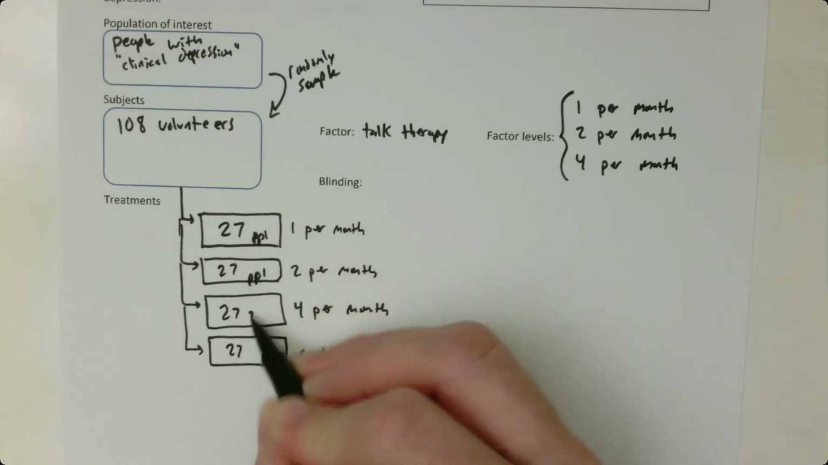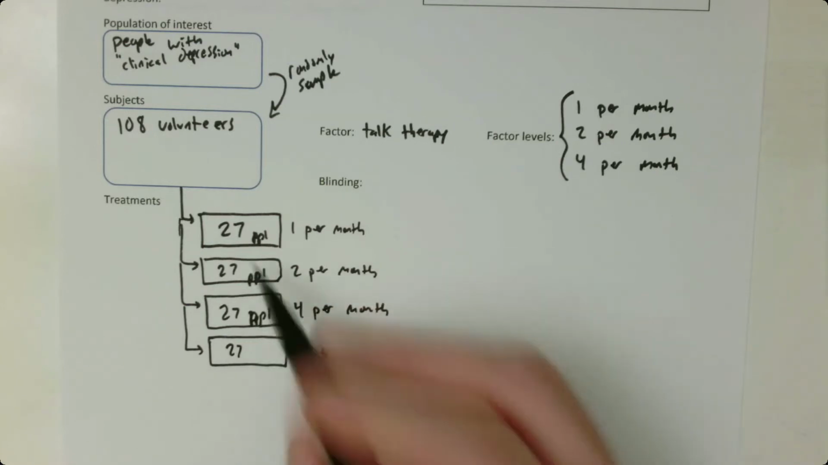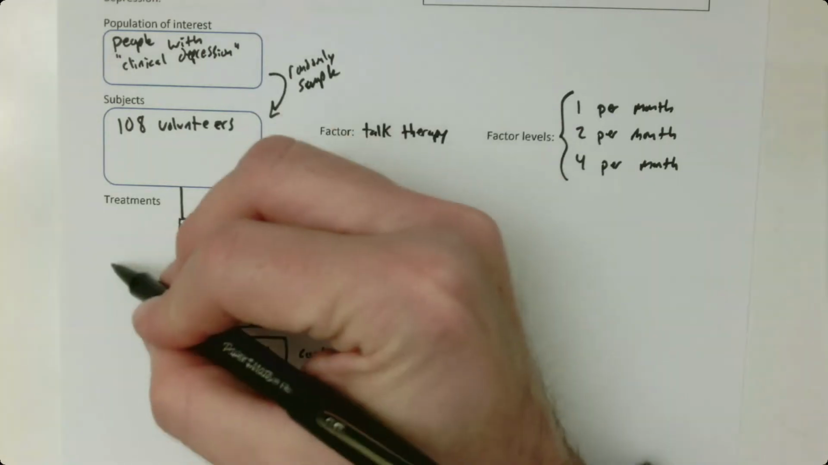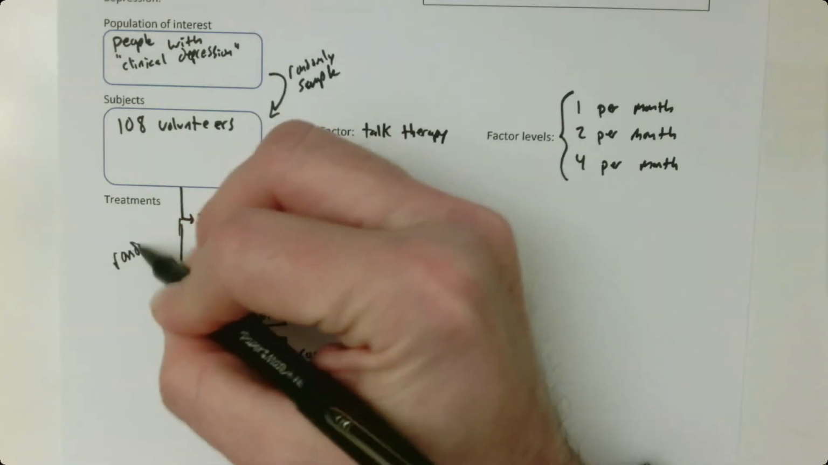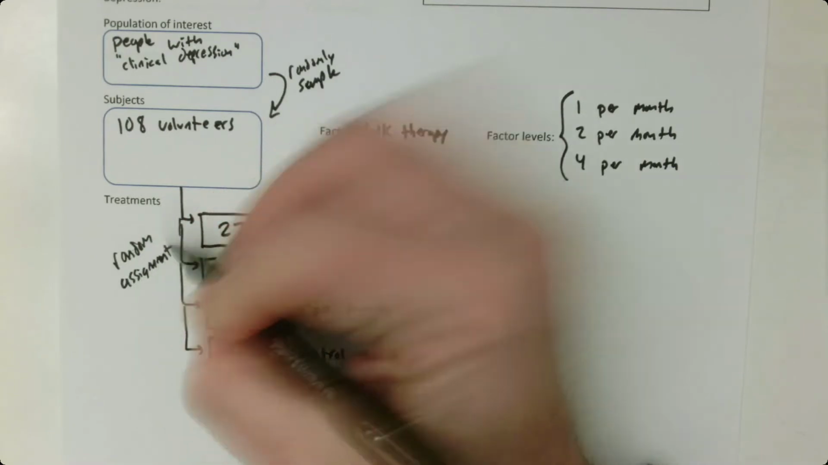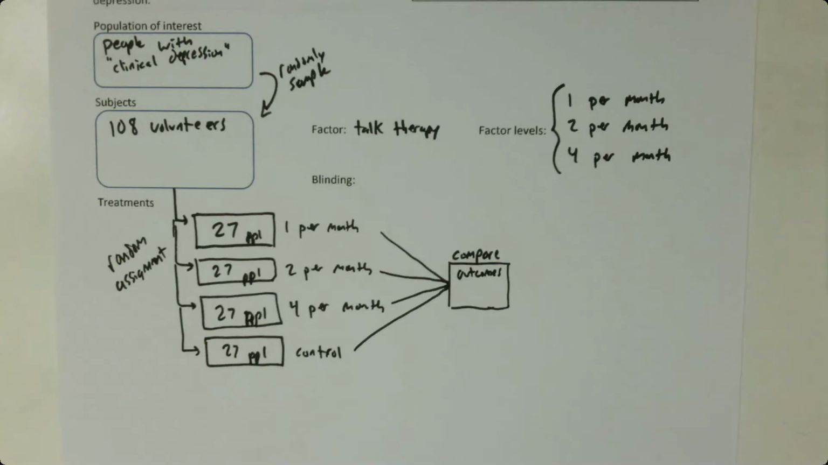So I'm going to write 27 people here. This is PPL for people. And then this is random assignment. So each of the groups does whatever their treatment is, or the control group, and then we'll compare their outcomes.